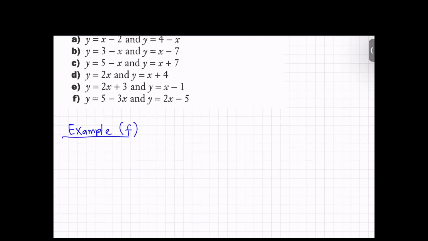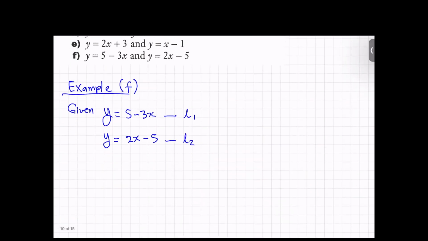So let's consider an example with part F. What is given is y is equal to 5 minus 3x, and y is equal to 2x minus 5. We can call this line 1, and then call it line 2. Now, it's very important to differentiate these two. Your line 1 is y equals 5 minus 3x.